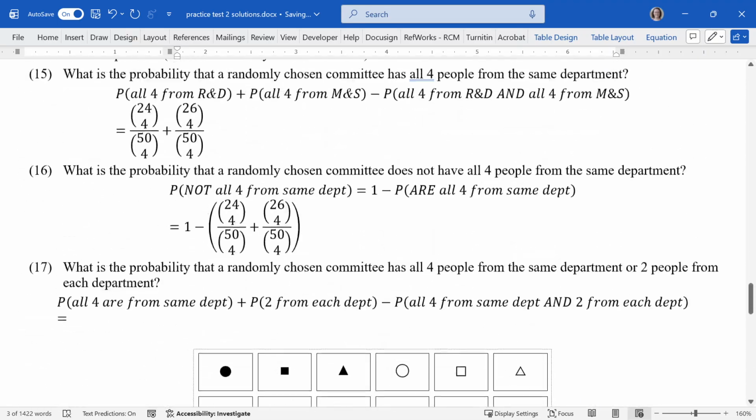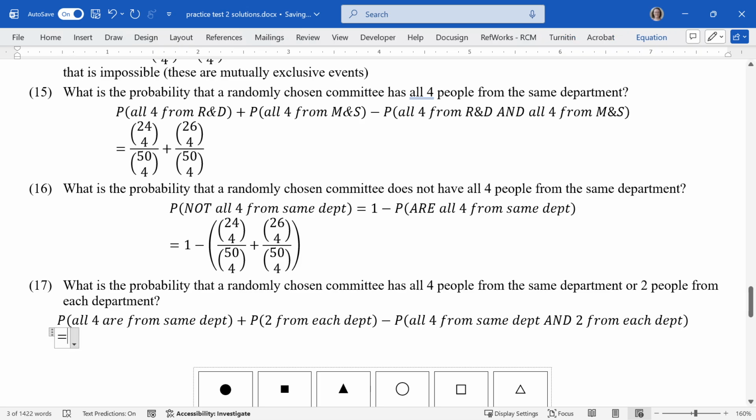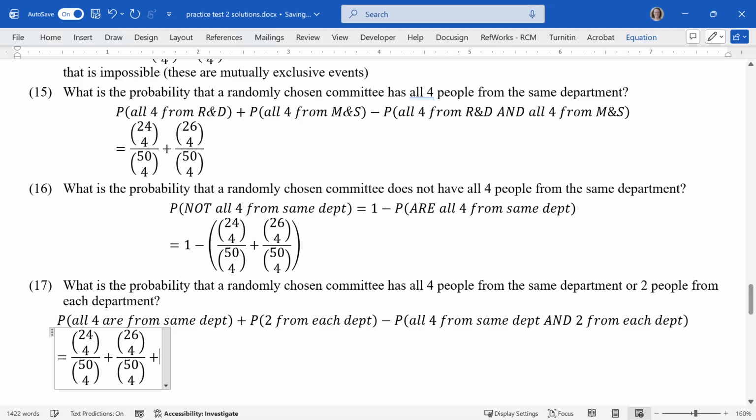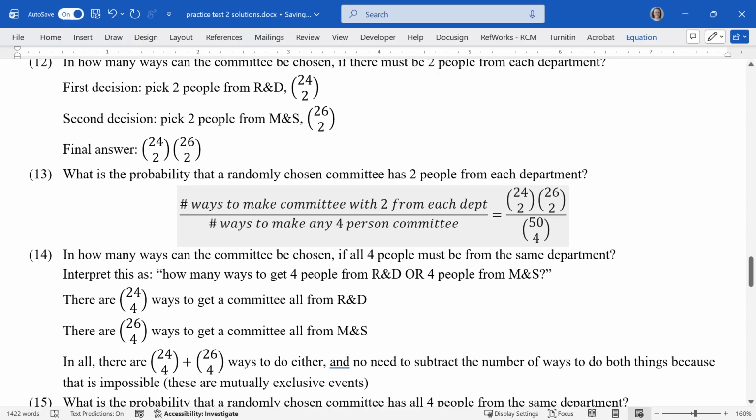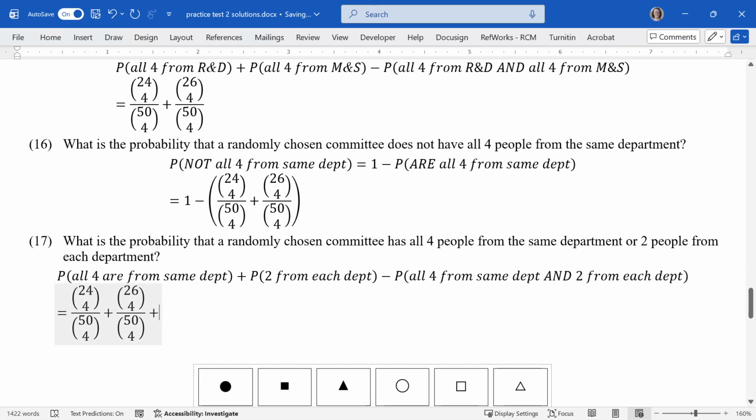Okay, so back to this. I already have these answers from the previous questions. So the answer to number 15, that's the first part. And then the answer to, where was it? Yeah, the answer to number 13, that's the second part. And then you can write minus 0 or you can just leave that off. This is the whole answer here.